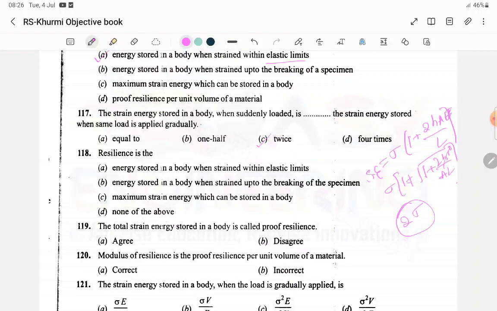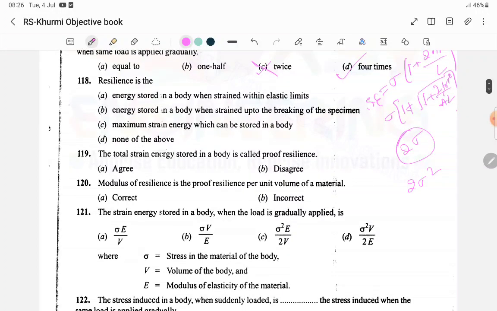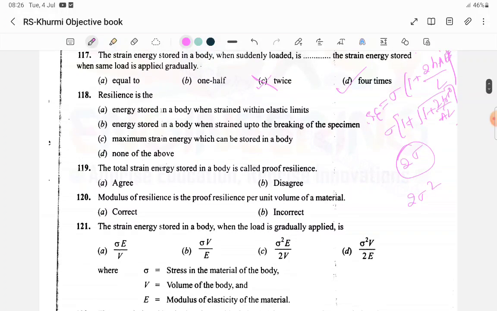117 is what? D, because of this formula: strain energy is sigma square by 2E, or P square by 2AE. Resilience is the energy stored in a body when strained up to the elastic limit, which can be restored in the body. So within the elastic limits, 118 is correct.